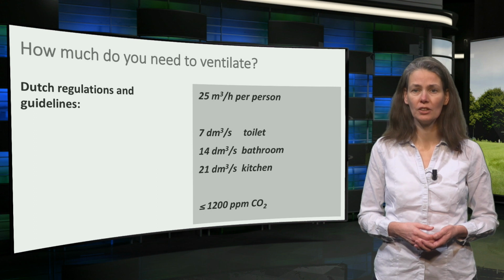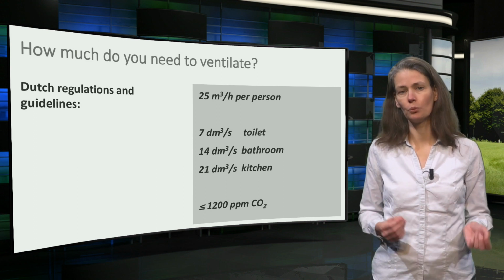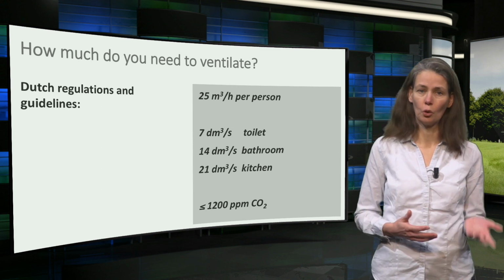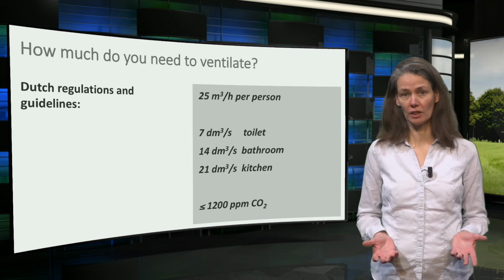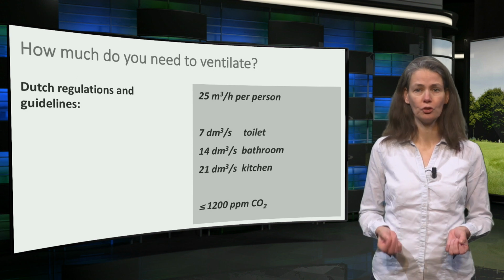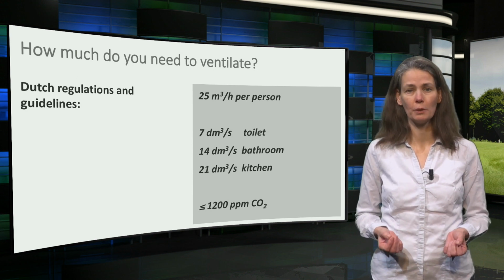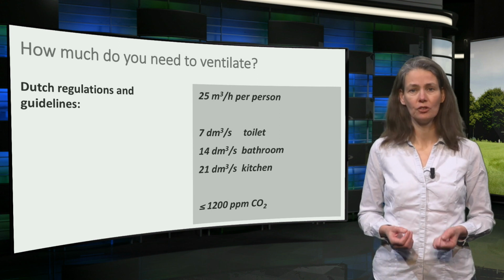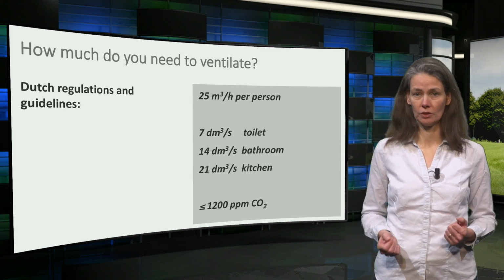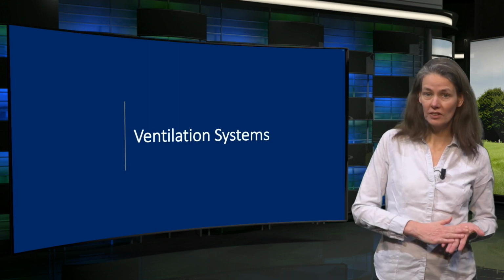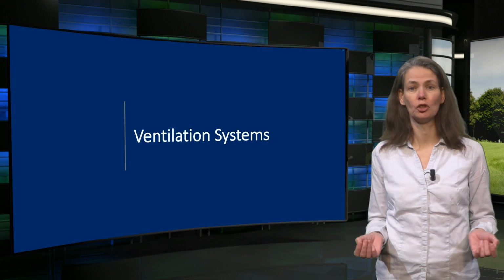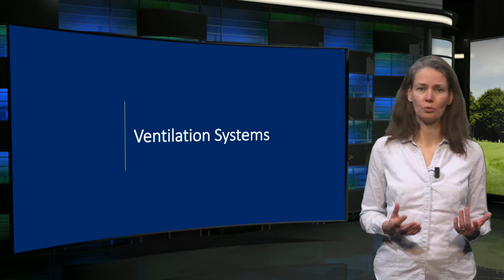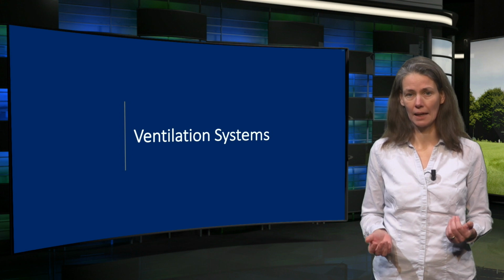The Dutch regulations and guidelines state around 25 cubic meters per hour per person, or different values for toilet, bathroom and kitchen ventilation. A CO2 concentration of less than 1200 ppm is also advised to ensure a healthy and generally comfortable indoor air quality. Which ventilation systems do we have that ensure a minimal amount of ventilation and need a small amount of energy moving the air?